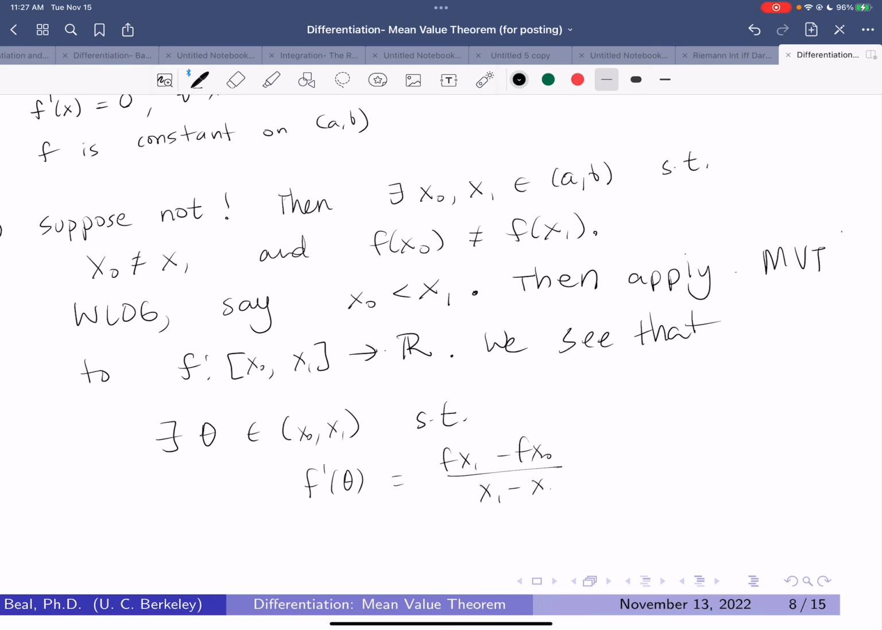Now this is not equal to 0, right? But on the other hand, it's supposed to be equal to 0 since f prime is supposed to be equal to 0 for all x in (a, b). So this one is by hypothesis, and this one is by this. Okay, so your contradiction, and that implies the result, or that implies the claim, the desired claim.